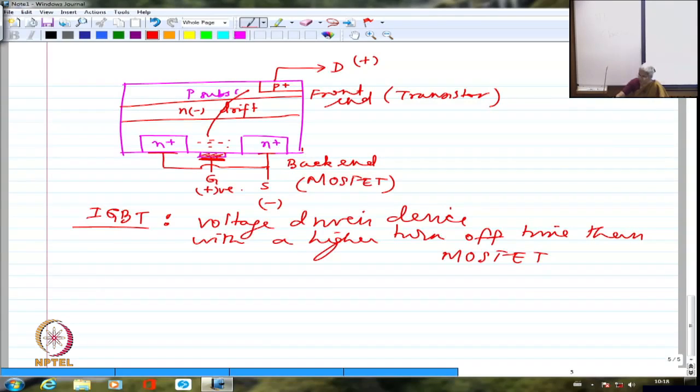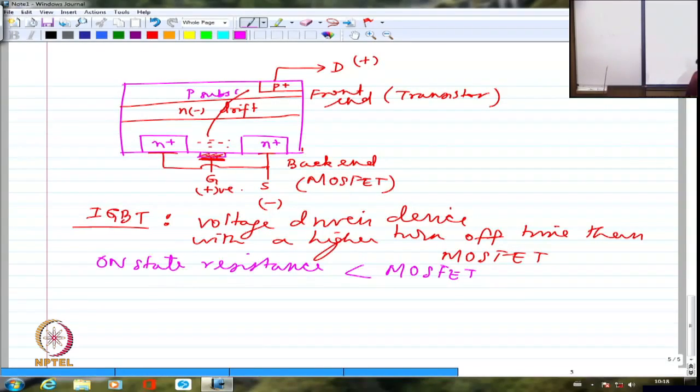So, on-state resistance is less than MOSFET. But however, because I have a drift region, I also have a small channel, you cannot expect it to be as low as transistor. So, on-state resistance of IGBT will be slightly higher than BJTs. So, it is somewhere in between. It will not be as low as BJT or as high as MOSFET.